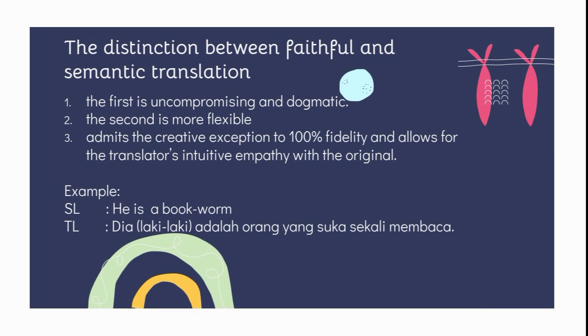For example, SL: he is a bookworm. TL: dia, laki-laki adalah orang yang suka sekali membaca. Bookworm is translated flexibly, appropriate with the culture context and functional restriction that is accepted in the target language. But the translation above is less appropriate, and it would have to be translated as dia seorang kutu buku.